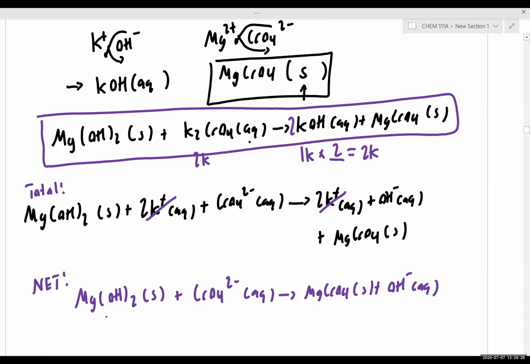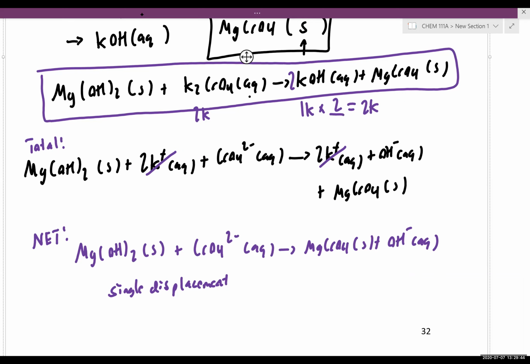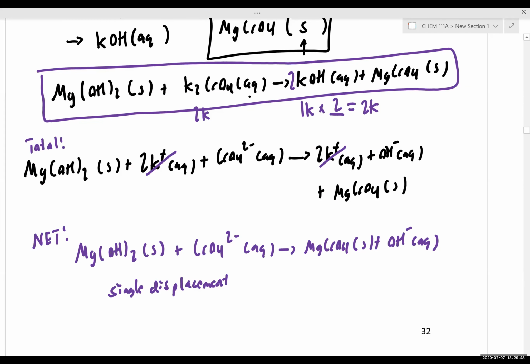So this is known not as a double exchange, but instead a single displacement, where chromate displaces hydroxide from the compound. So precipitation reactions are overwhelmingly exchange reactions, but I wanted to show you an example of a precipitation reaction that is a displacement reaction.